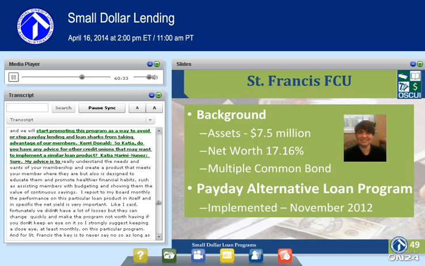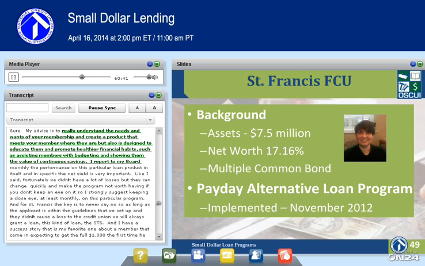So, Katya, do you have any advice for other credit unions that may want to implement a similar loan product? Sure. My advice is to really understand the needs and wants of your membership and create a product that meets your member where they are, but also is designed to educate them and promote healthier financial habits, such as assisting members with budgeting and showing them the value of continuous savings.